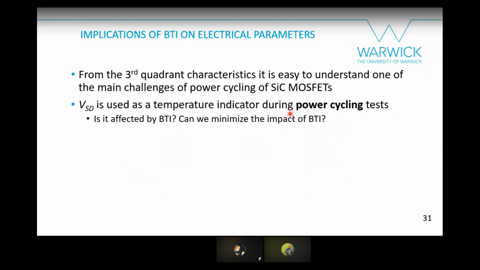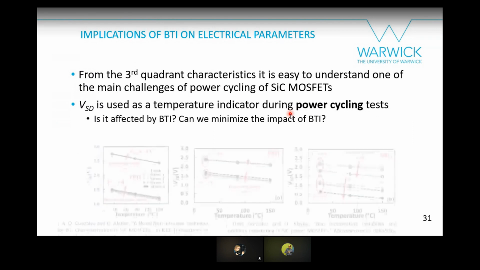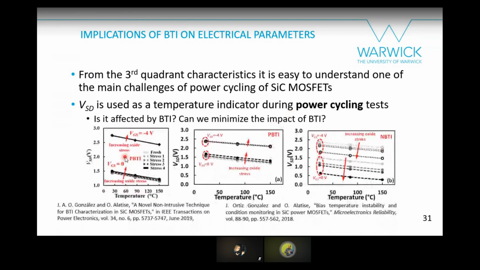You have to be sure that when you're doing power cycling and you want to determine the junction temperatures, your thermometer is accurate. Otherwise, you are not getting good results. We verify that in the case of PBTI. This is just your calibration curve that gives you temperature as a function of VSD, or VSD as a function of temperature, as plotted here. If you're using VGS of 0, you can see that there's a positive shift in both cases.